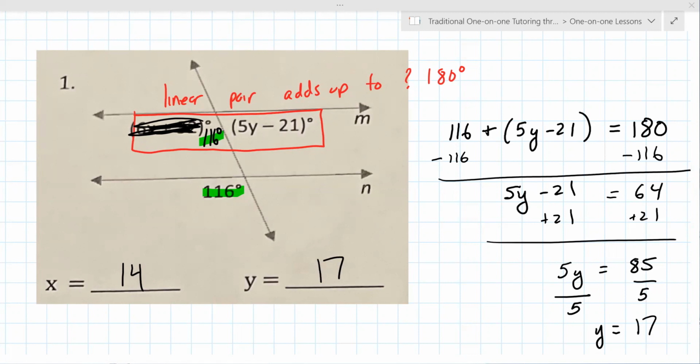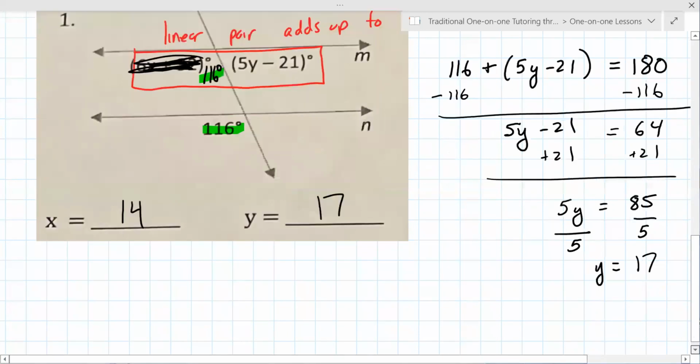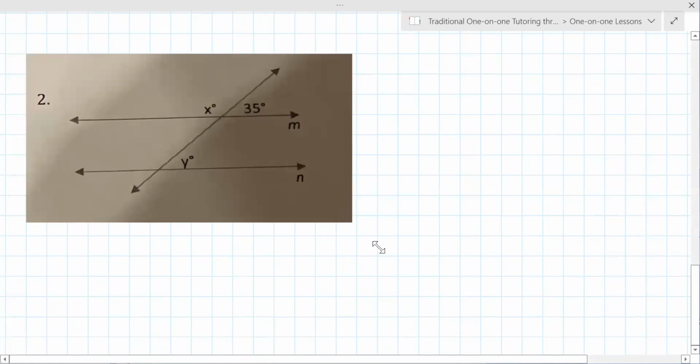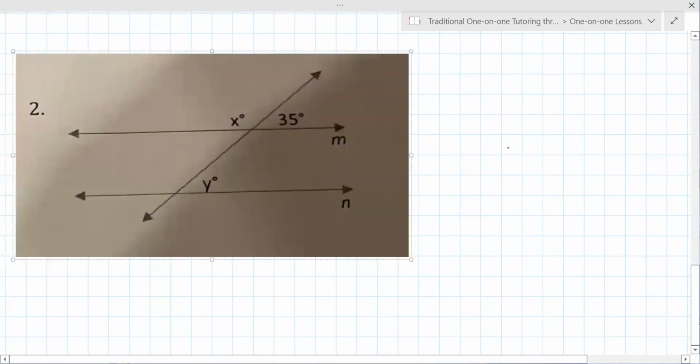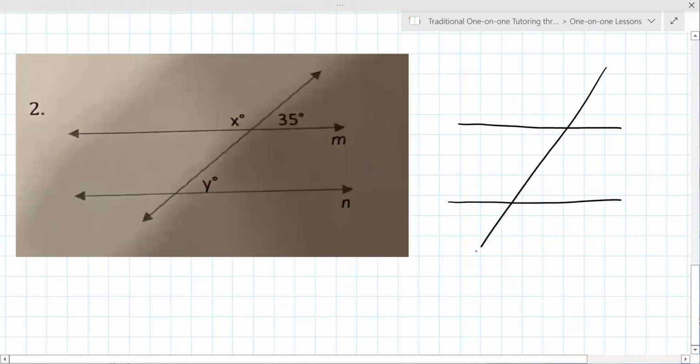So let me snip this picture in on the screen and we'll take a look at it. All right, so here's your problem. Again, you've got to find x and y. And so what I'm going to do here is show you again. Let's say that this up here is angle A and this down here is angle B.